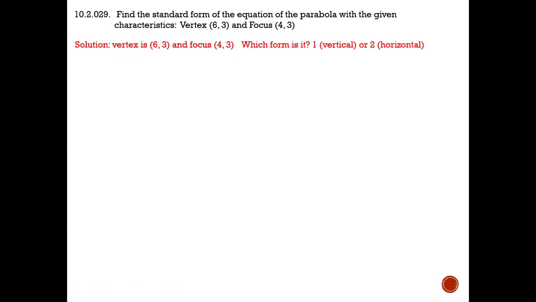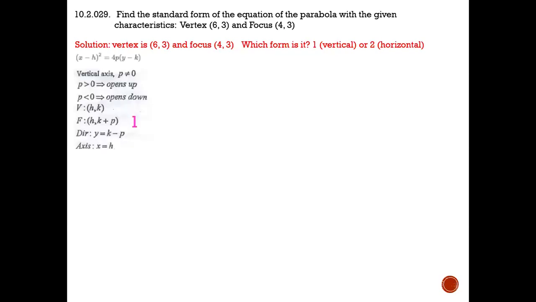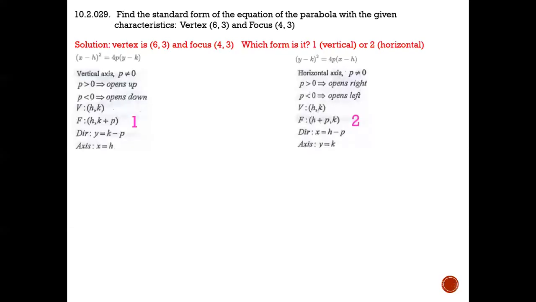Okay, let's do another one. What is the standard form of the equation of the parabola with these characteristics? The vertex is (6, 3), focus is (4, 3). Okay, so let's look at what's given. Vertex is (6, 3), focus is (4, 3). So is this going to be a vertical 1 or horizontal 2 parabola? Okay, here are the characteristics again.